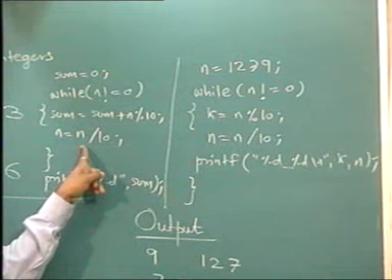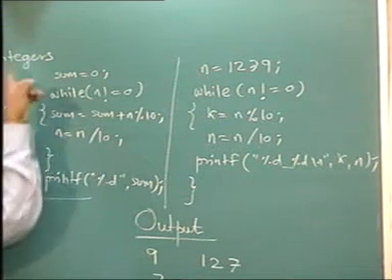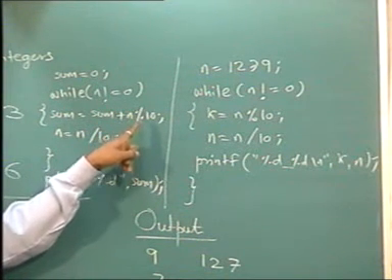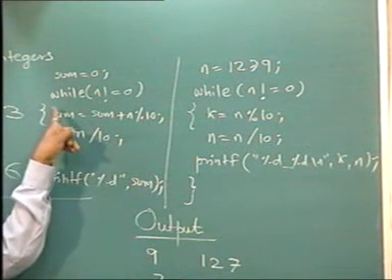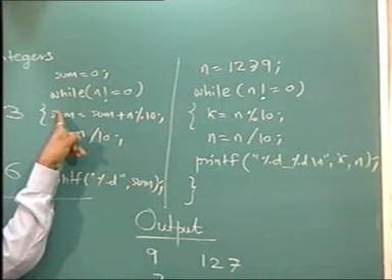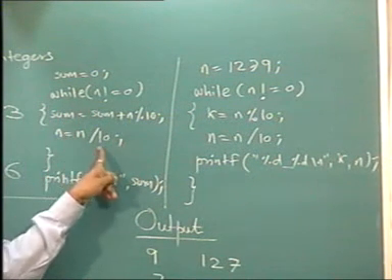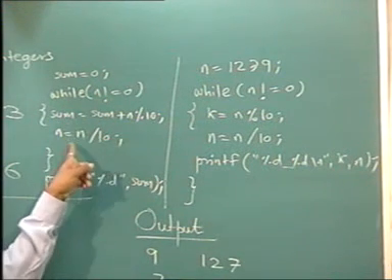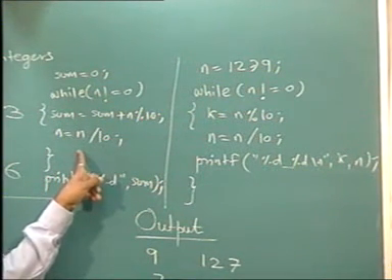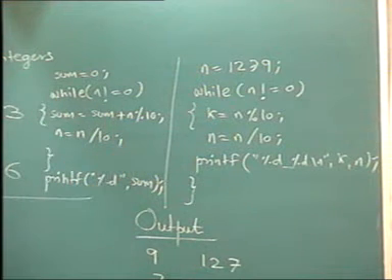N will become 127. Next time 127 by 10, remainder is 7. 9 plus 7, sum will become 16. This will become 12. Then it will be 16 plus 2, 18. N will become 1. And 18 plus 1, 19. This sum will print 19. This is the sum of digits of the given number.